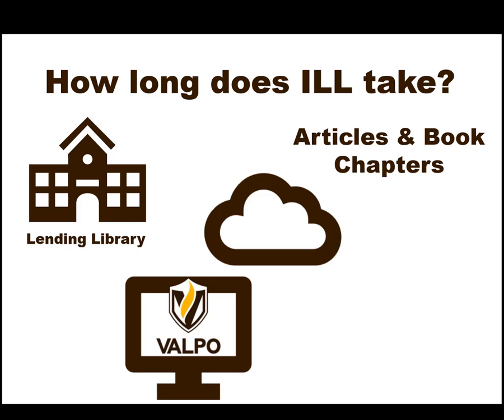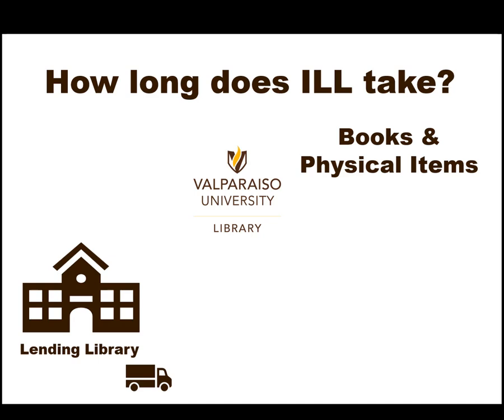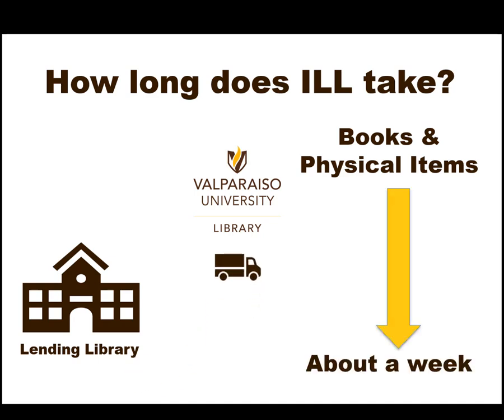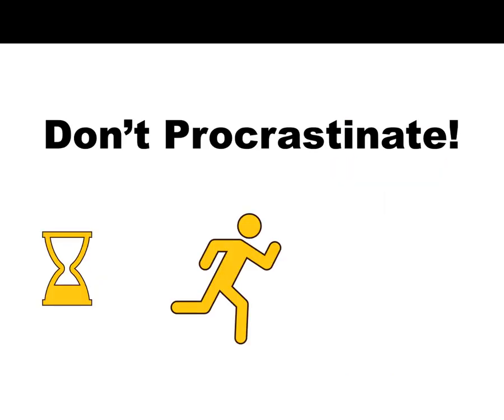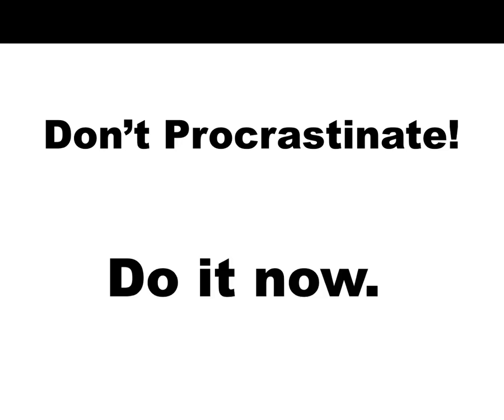You may be wondering how long it will take for your request to arrive. Articles and book chapters are delivered electronically and usually arrive within 2 days. Books and any other items that have to be physically mailed take longer, usually about a week. Valpo has a wonderful and efficient ILL department, but we are dependent on other libraries to fill our requests, so some of the turnaround time is out of our control. Because of this, please don't procrastinate. Allow plenty of time in your research process so that you can take advantage of interlibrary loan.